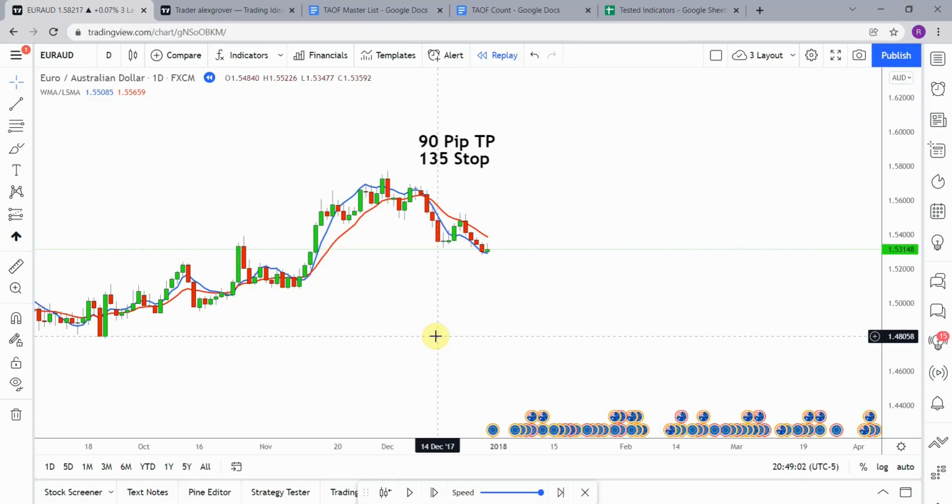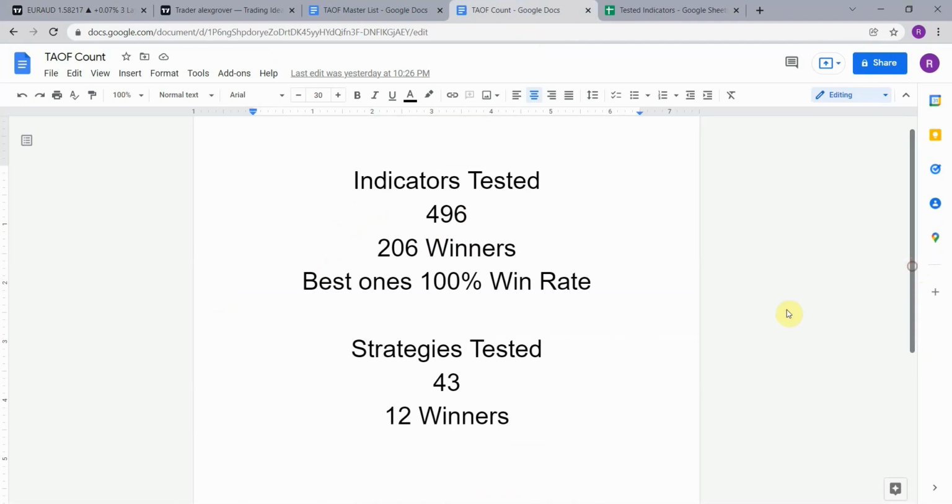Alright, as I said, today we will be testing the WMA/LSMA indicator. Before we do though, I wanted to put the testing scoreboard up for everyone to see. So to date, we have tested a total of 43 different strategies, with 12 of them being winners. We have also tested a total of 496 indicators, with 206 of them being winners. The best ones so far were able to achieve a 100% win rate. Now you need to go back and watch those videos to understand the context of how they were able to achieve that. So go back and watch those videos and see what you can get out of those winning indicators. And keep in mind that we test all these indicators and strategies on the Forex market, but they can be applied to just about any market universally.